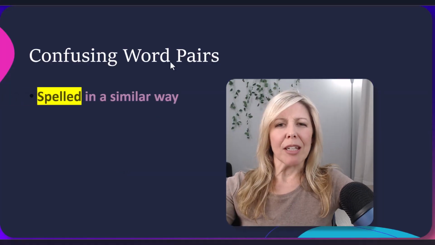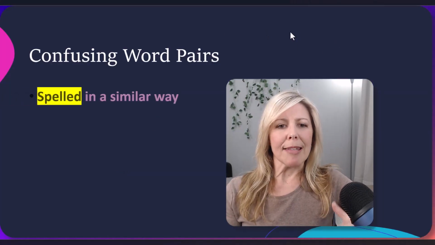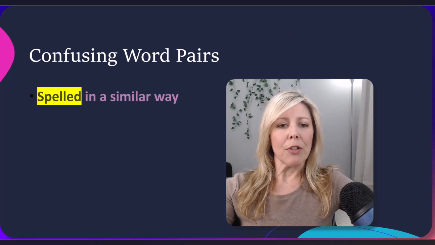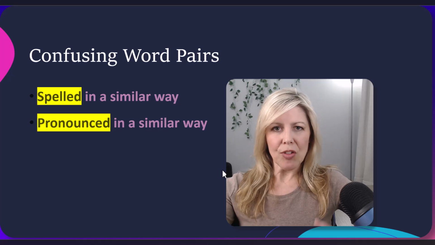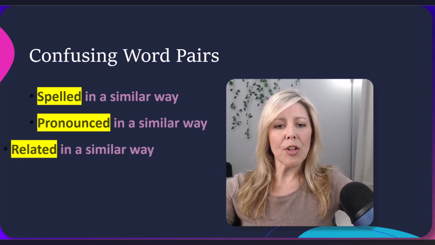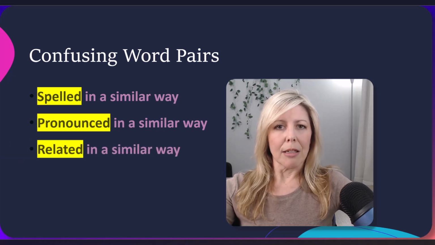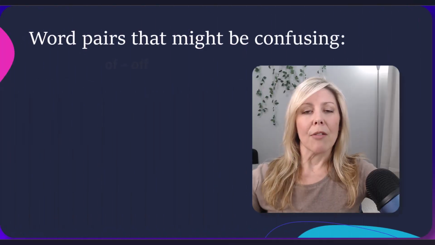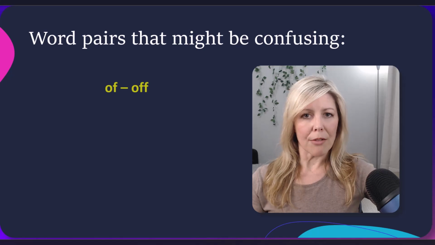Hi everyone, it's Angela from ESL Speech Connect, and in today's lesson we're going to talk about some confusing English word pairs. What makes them confusing? Well, one way is that they are spelled in a similar way. Another reason they're confusing is that they are pronounced in a similar way. Also, they are related in a similar way. So let's look at the first pair. We have of and off.